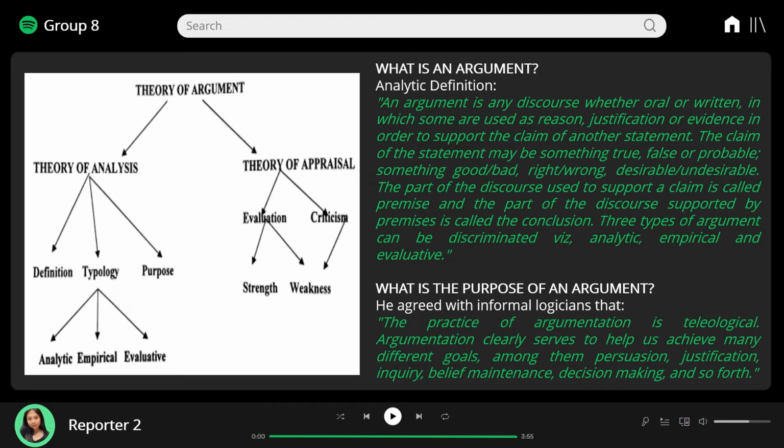So he agreed with other informal logicians in the purpose of an argument, quotation included in the slide, but to simplify, argument will be considered successful if it has achieved its intended goal. Conclusion is accepted on the basis of the premises offered, and as a critical thinker, it is our obligation to accept or reject a conclusion based on the strength of the premises offered.